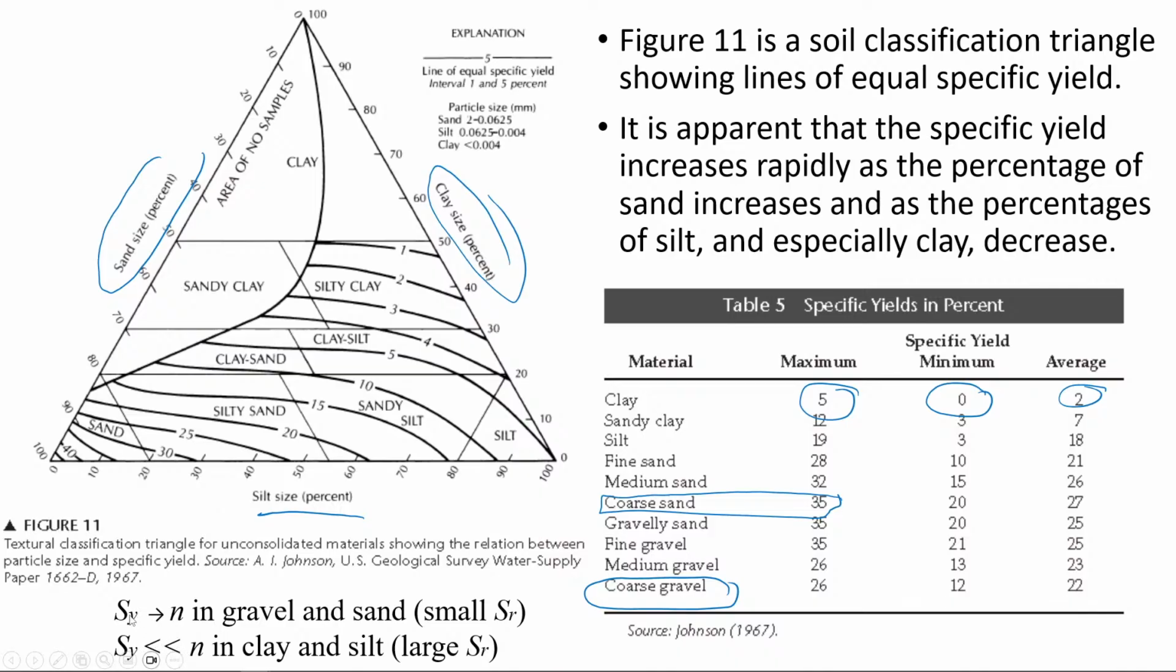specific yield is close to porosity if gravel and sand, because it has small specific retention. Just remember, n is equal to specific yield plus specific retention. So for sand, this is very small, and this is very big. So specific yield is almost equal to porosity.